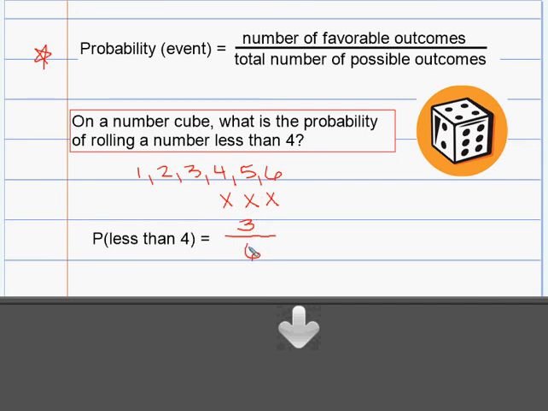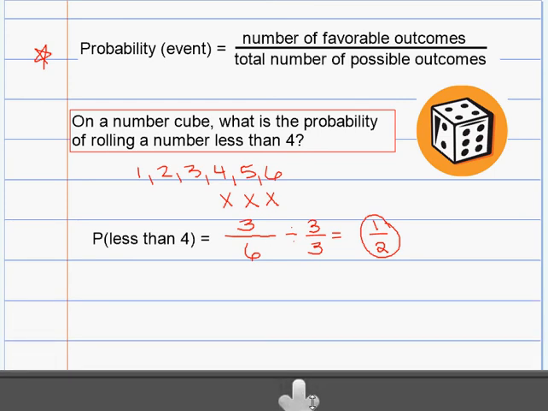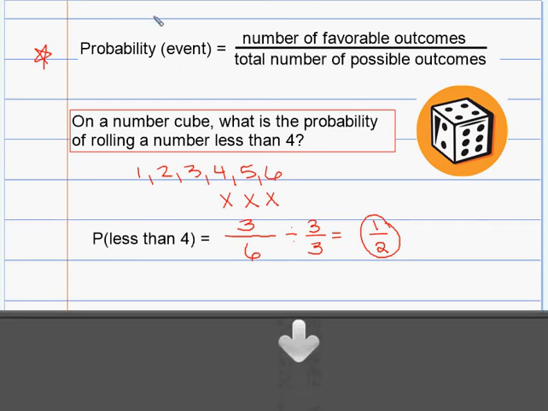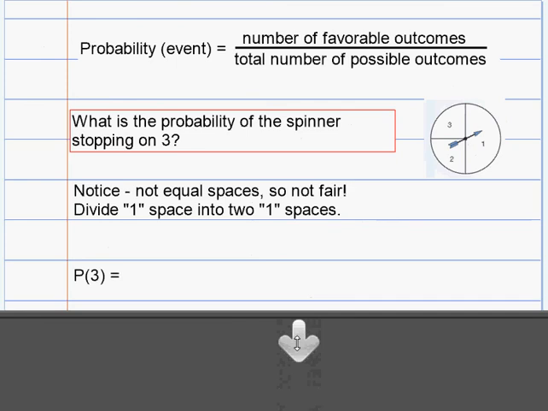Now, what happens here in this fraction 3/6? 3 and 6 both have a factor in common, so I can divide both of them by 3, and I get 1/2. So the probability of getting less than 4 on any roll of the die would be half. So it's equally likely as unlikely that I would get a number less than 4. Okay, one last example for you.